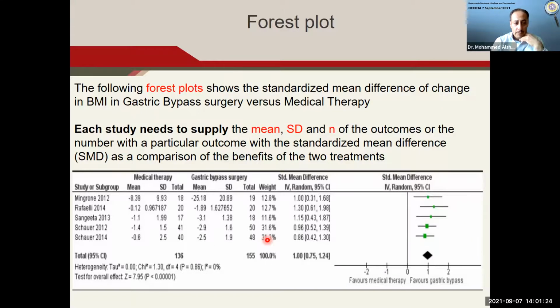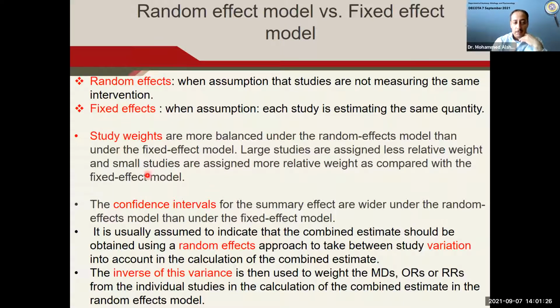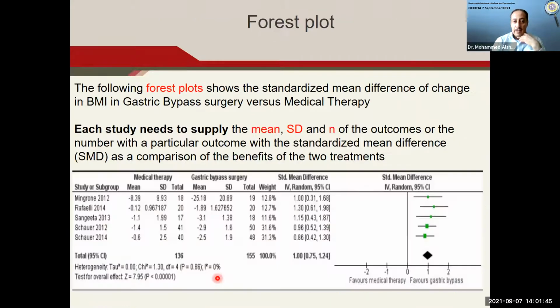Okay. So selecting the model will also affect the weightage of the study. This is what I'm trying to explain. For the fixed model, the weightage is based only on the sample size, while in the random model, it is based on the weightage of the study and the inverse of the variance, which relates to the standard deviation.